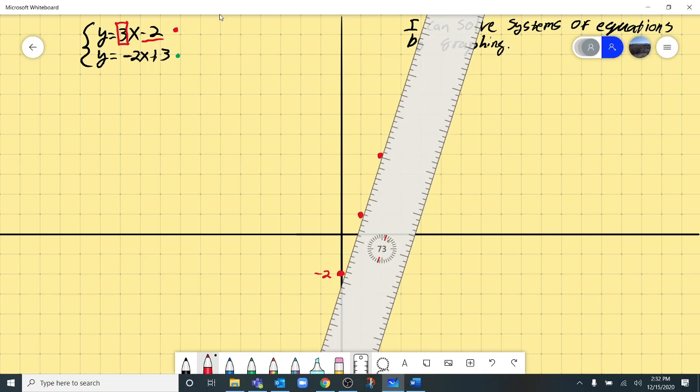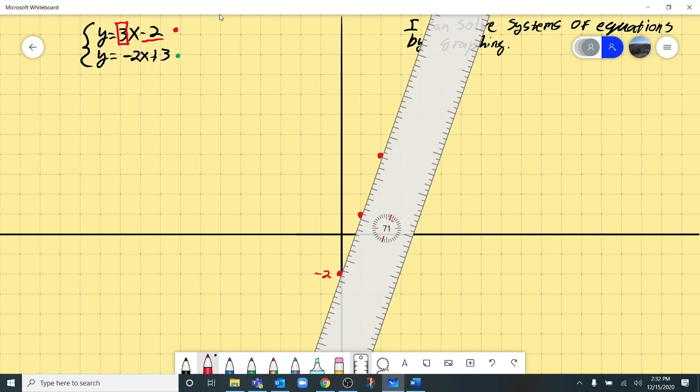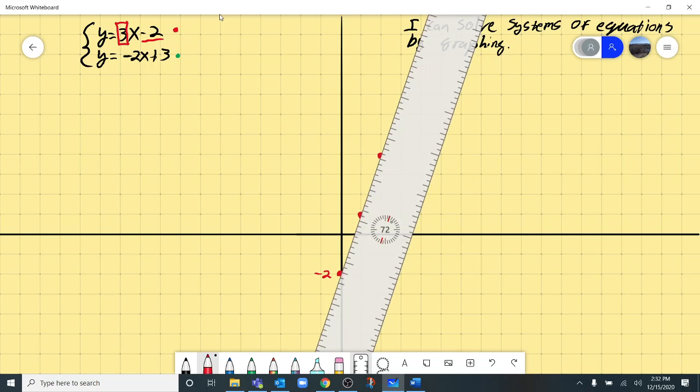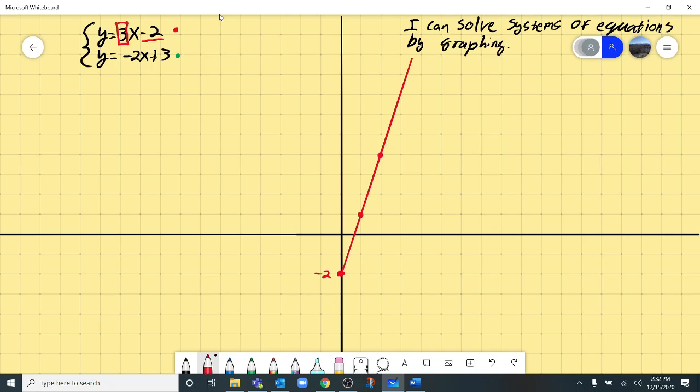Now let's see if the ruler will let me draw the line where I want to. Get the angle a little bit better. All right, that's close enough. There's my line for that equation, and that goes on forever in both directions. I probably should have drawn that down. Yeah, that's not straight.